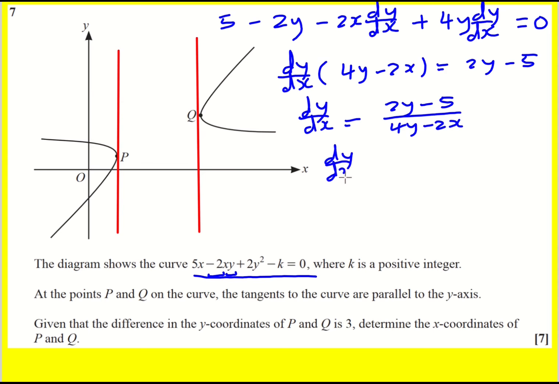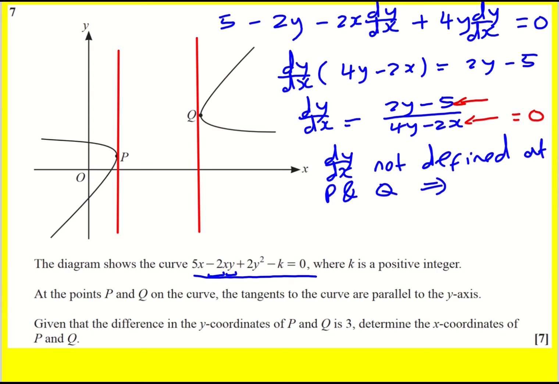And dy by dx is not defined at P and Q. And this means the only thing, like if it was equal to 0, the top would be 0. But if it's not defined, the only time this dy by dx is not defined is if the bottom is 0. So 4y is going to equal 2x, or x is going to equal 2y. There we go. That is the condition that we have.